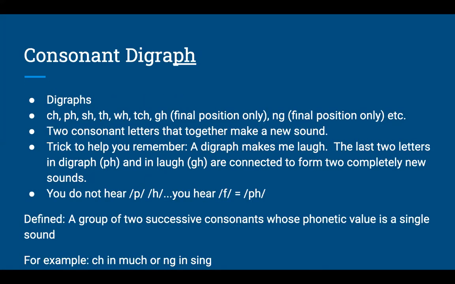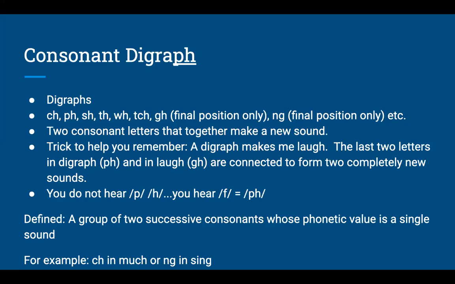And then a digraph is kind of just the opposite, where two consonants are coming together, but you hear a new sound. If you think about words like laugh or shush, those consonants are coming together to make a new sound. In sing, that ng sound is one sound. You don't outwardly hear the N and the G. They come together to make a new sound.